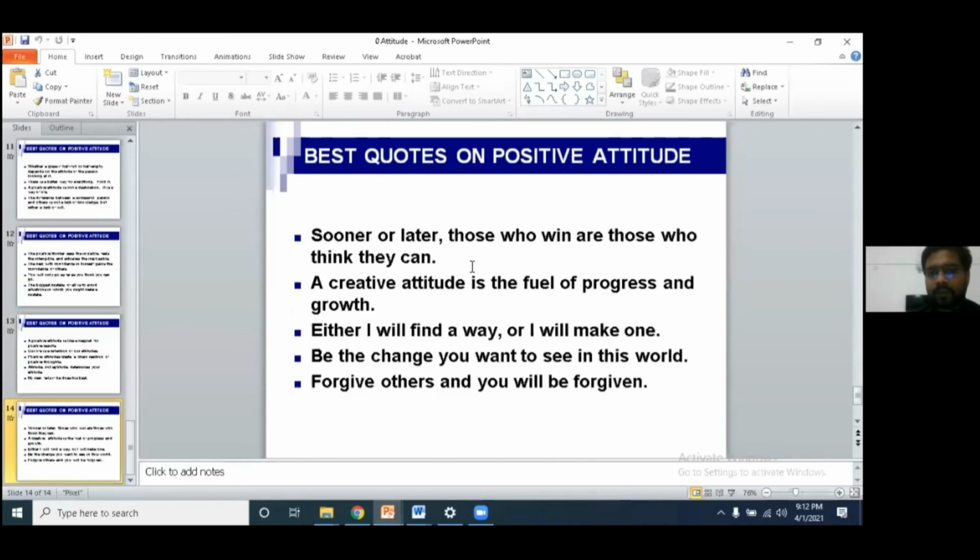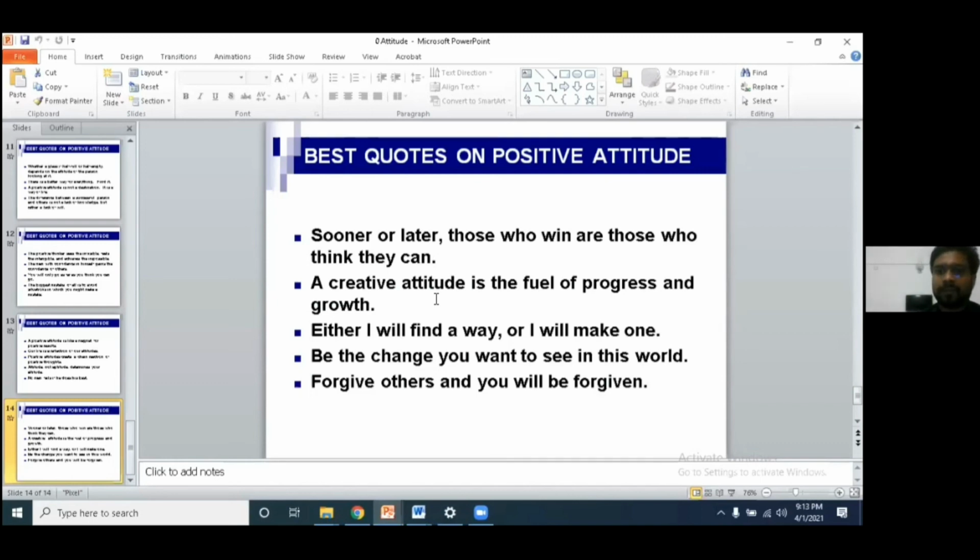Sooner or later, those who win are those who think they can. What do you think about that? Those persons who dream that I can do it, later or sooner, they can win. Think of the scientist Stephen Hawking, whose whole life was spent sitting in a wheelchair. So if you think that you can win or you can do it, you definitely win.